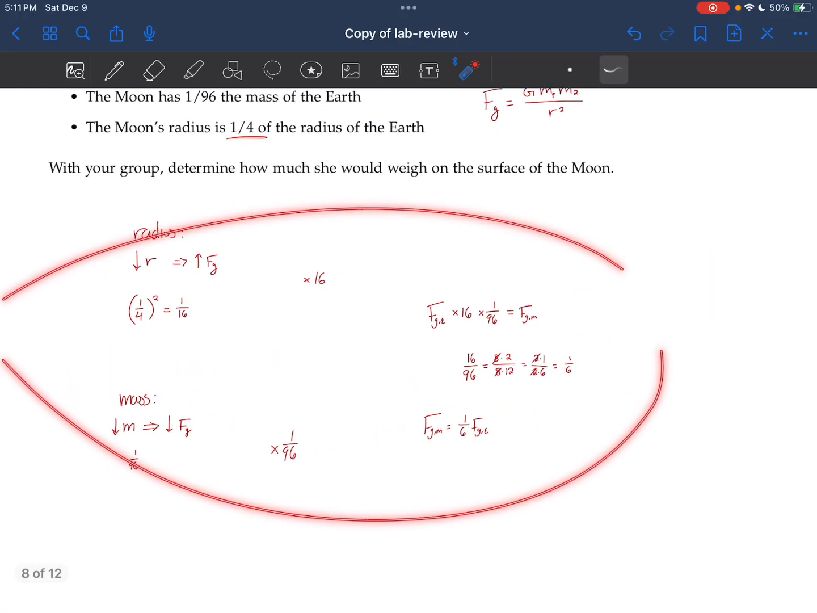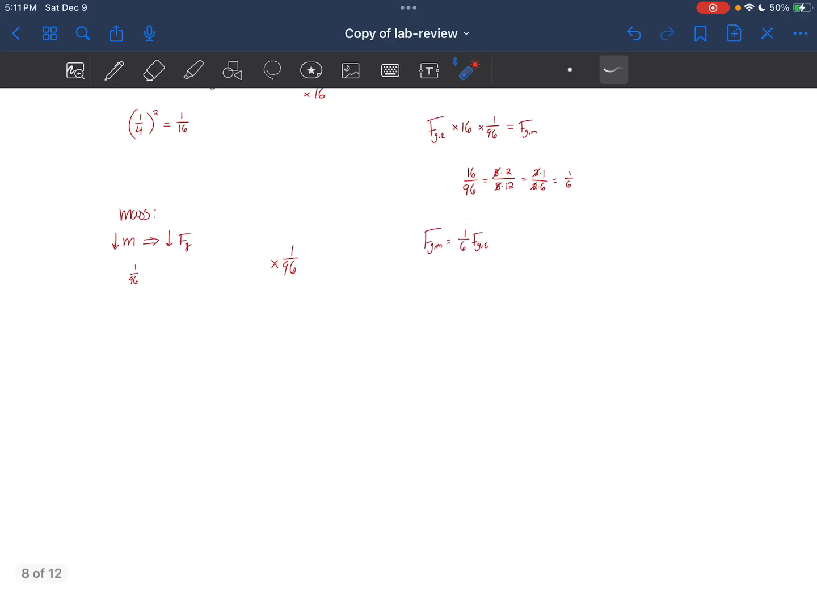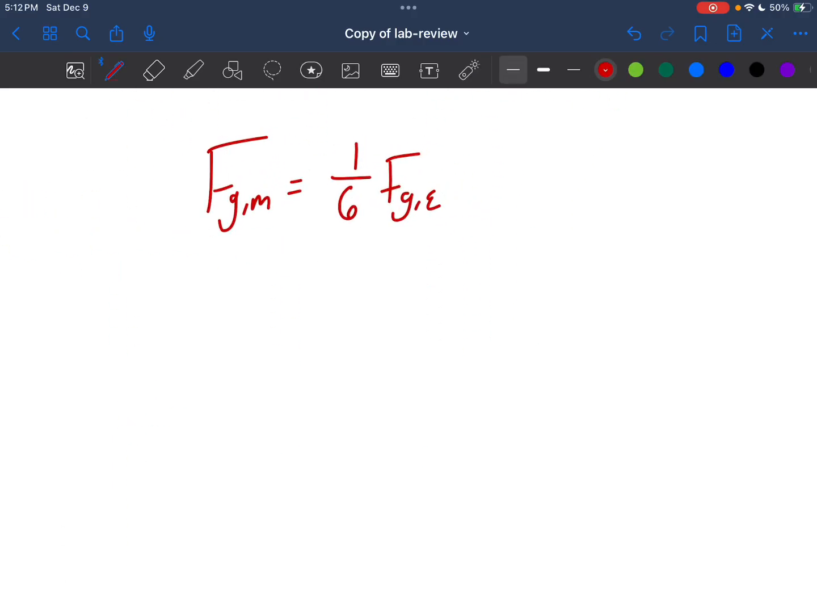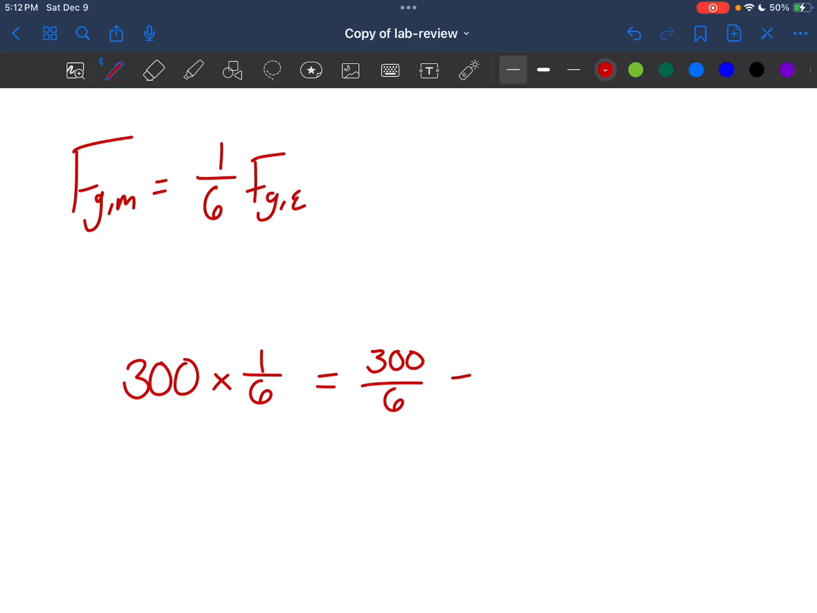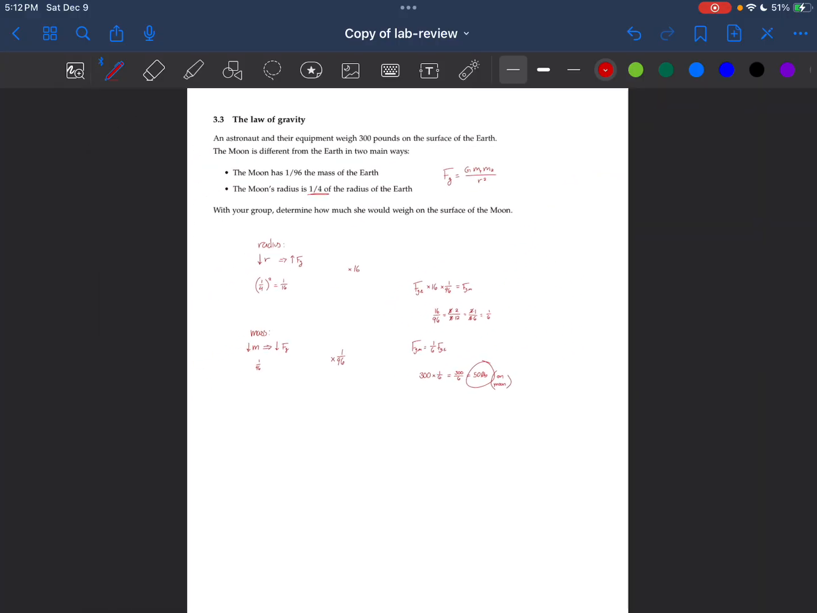So all of this put together is to say that if an astronaut weighs 300 pounds on the surface of the Earth, on the surface of the moon she's going to weigh 300 times 1/6, or 300 over 6 pounds. 300 divided by 6, that's going to be 50 pounds on the moon. So that's how I get to my final answer for that one.